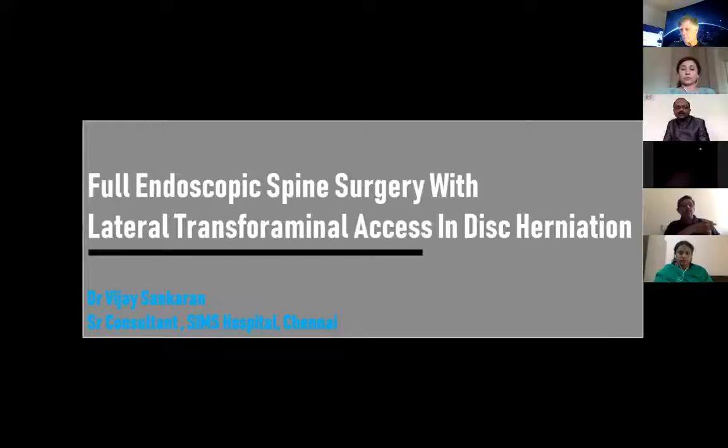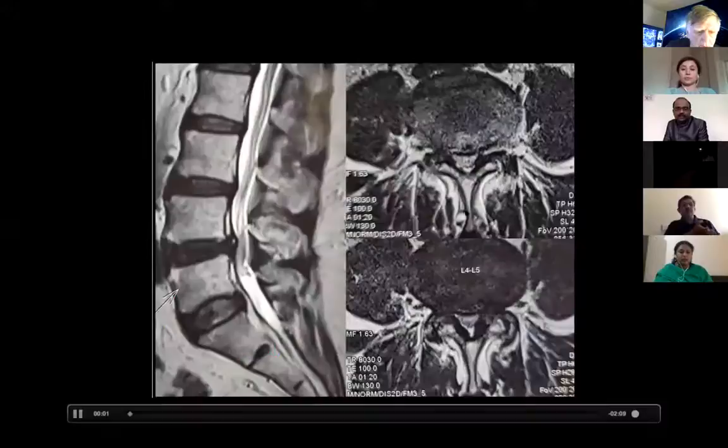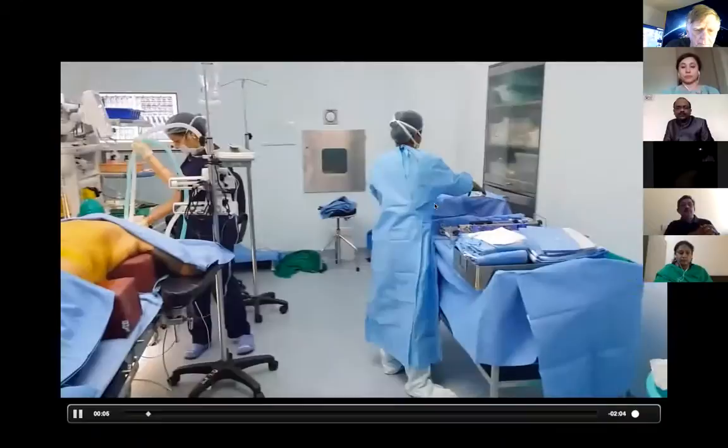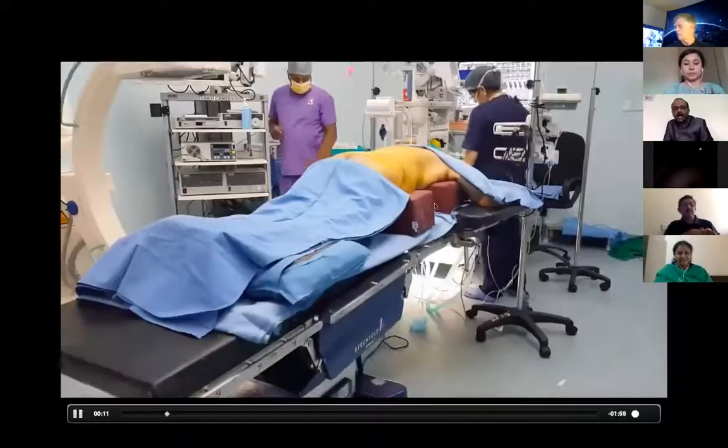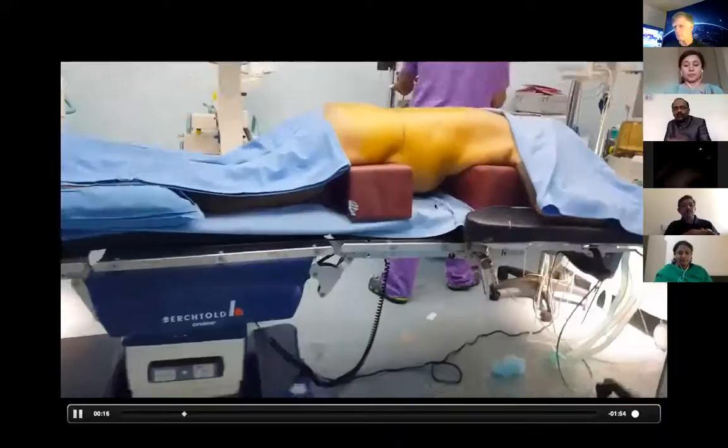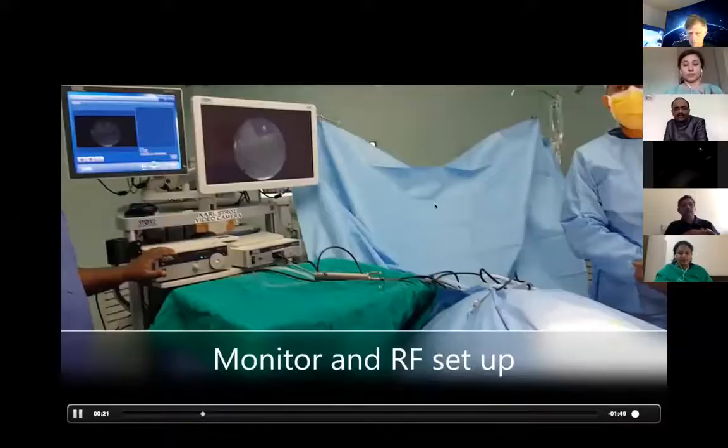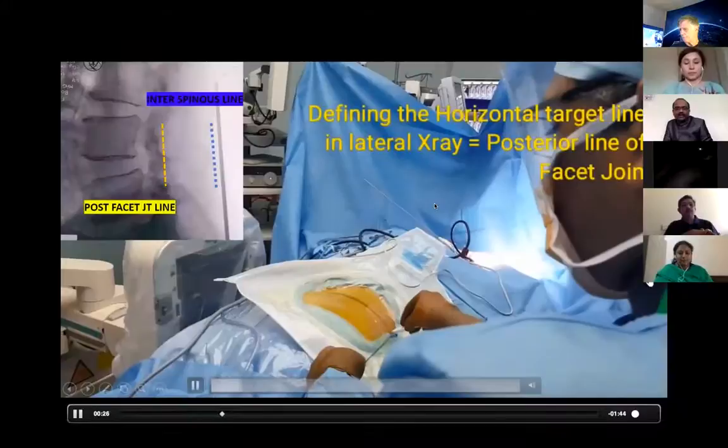Can you see my video? Yeah. So this is our operative room organization. The C-arm should be on the other side of the side of interest. Here we are operating on the right side, so we are using reverse spine. The monitor should be on the opposite side. Instrument port, light source, and irrigation port are all seen.